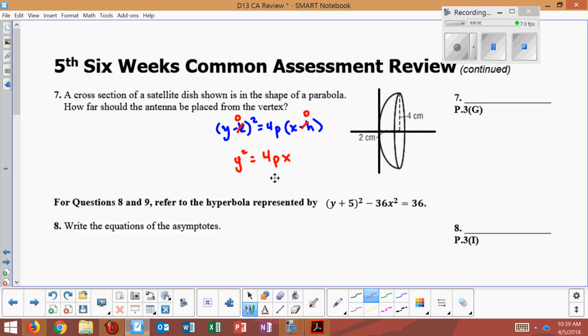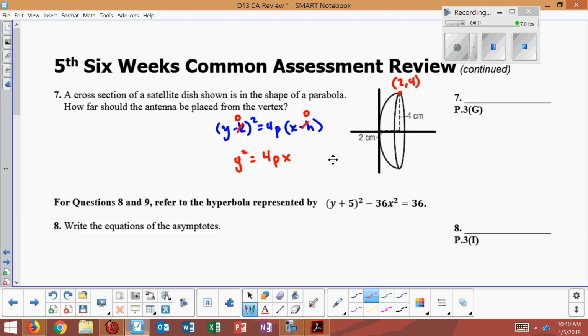Now, how do I find the focus? Well, I'm going to find it from this p. The p will find the focus. So how can I find p when I have two other variables? Answer, I need to plug in a point. They've given me a point here I can find. This is 2 units over and 4 units up. That's the point (2, 4).